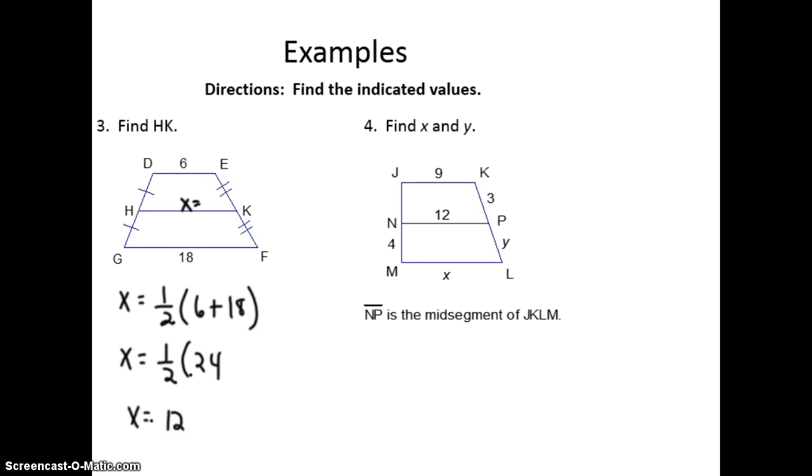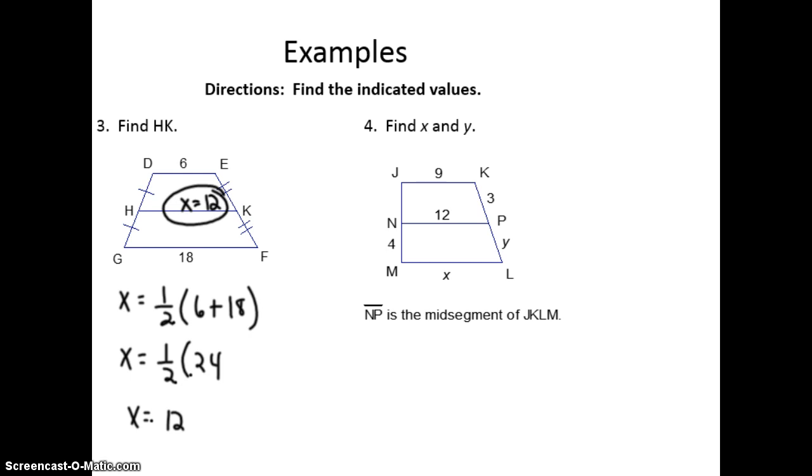And make sure your answer makes sense, because the confusing part here is, do I take it times a half or times 2? If you take it times 2, you'll get a much bigger number, and this shouldn't be bigger than the largest base. So if you end up getting 48 for this, you would see, well, 48 wouldn't make sense there for HK, so I must have done something incorrectly.